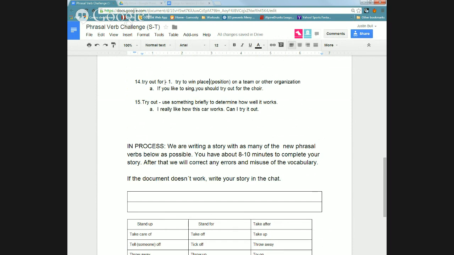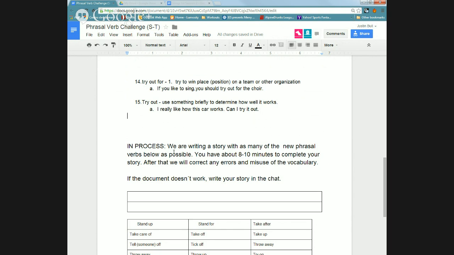So with try out for, it's a little different. It implies that you are trying to win a place, trying to get a position on a team. I'm going to try out for the basketball team, right? It means that you might not get a position. It's possible you don't get a position. Okay, the best one wins. Yeah, it's like you can say, I tried the choir and I really liked it, so I am gonna try out next week. Yeah, very good. Exactly.